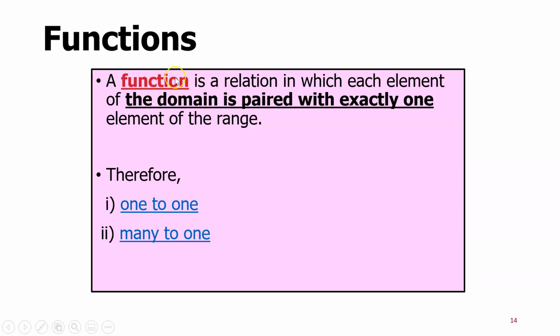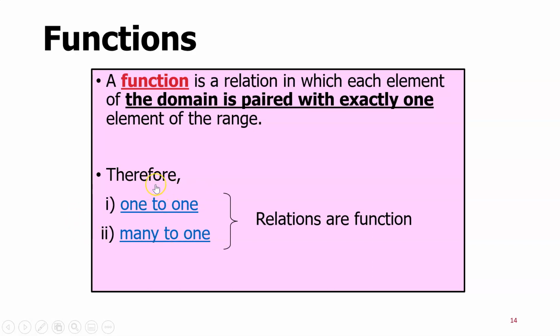That is function. Therefore, kita kata tadi we have 4 relations, right? 4 types of relation. Not all the 4 relations will be a function. So only these 2 is a function. Okay, so you will have 1-to-1 and also many-to-1.